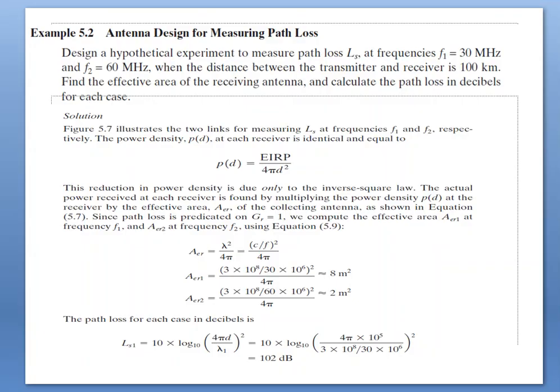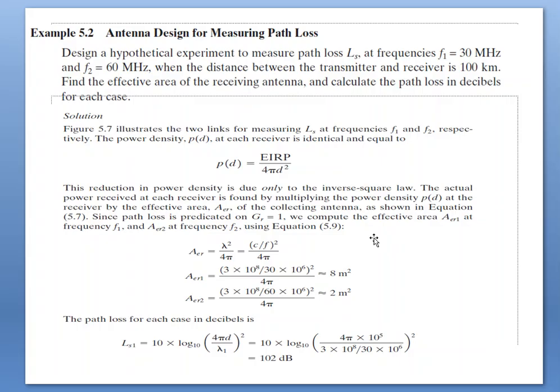Now let us consider an example from the textbook which we discussed previously. Design a hypothetical experimental measure of a path loss with a frequency of F1 equal to 30 MHz and F2 equal to 60 MHz when the distance between transmitter and the receiver is equal to 100 kilometers. Find the effective area of the receiving antenna and calculate the path loss in decibels for each case.